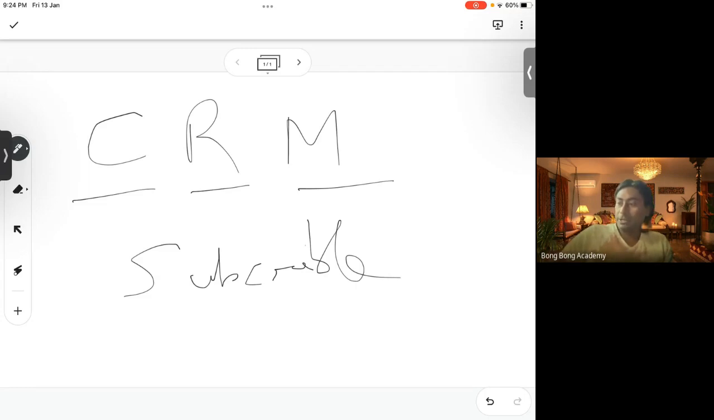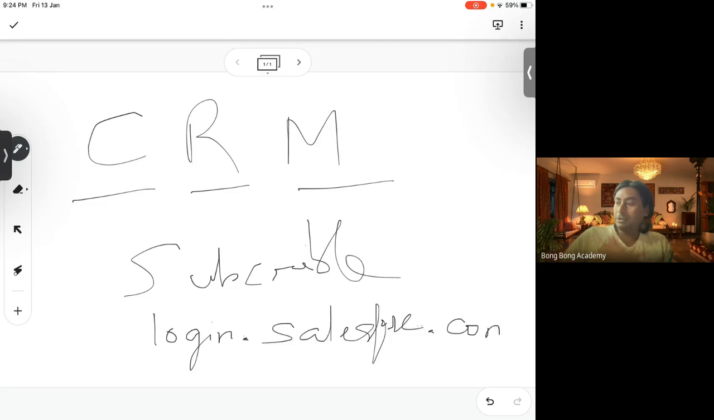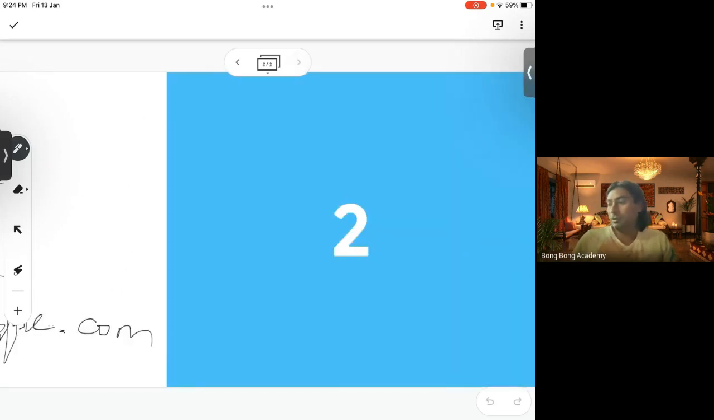So how do we log into Salesforce? Simple, very easy. Login.salesforce.com. That's the URL which is enough for you to access Salesforce.